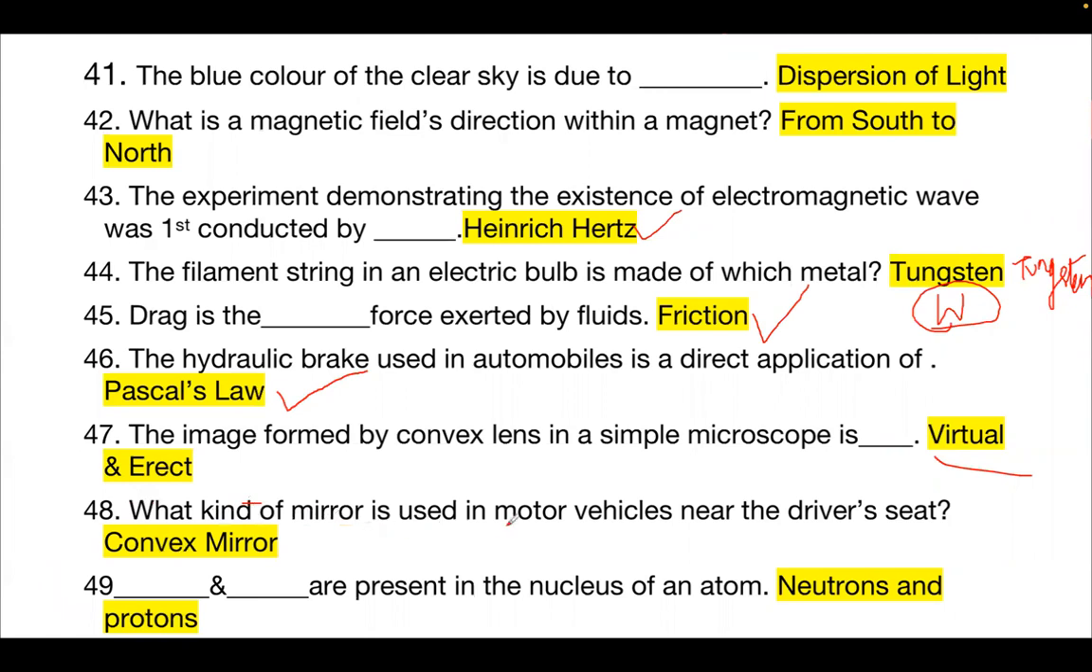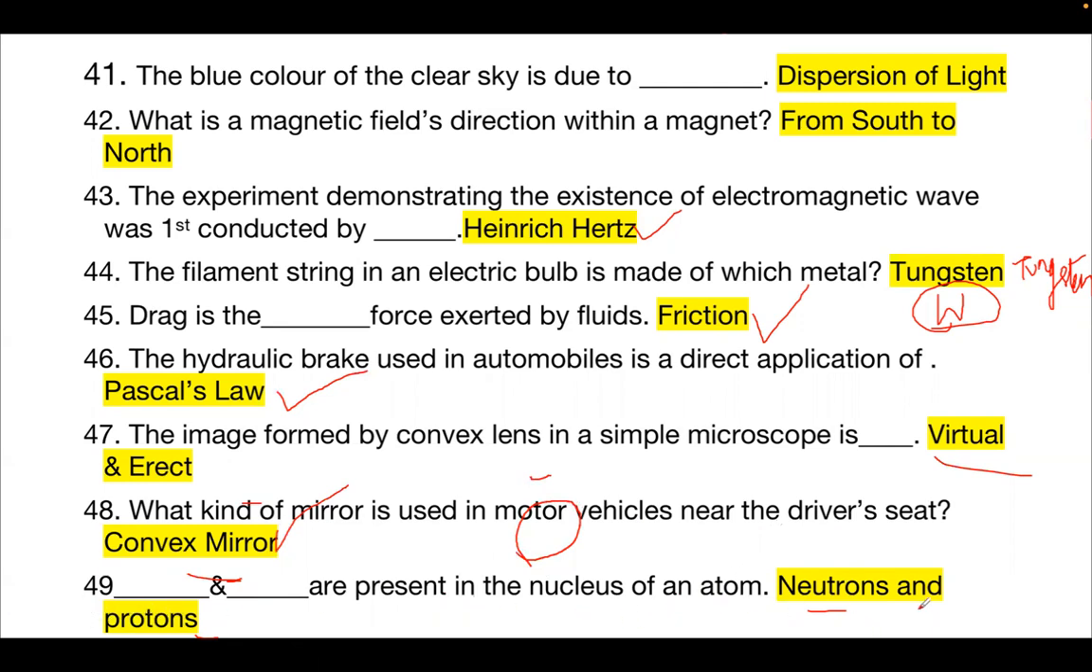What kind of mirror is used in motor vehicles near the driver's seat? So if we see in cars, automobiles, bikes, etc., we will be having mirrors. So in those mirrors, we will be using convex mirrors. Okay. Convex mirrors are those mirrors used in motor vehicles near the driver's seat. Okay. Dash and dash are present in the nucleus of an atom. So we will be having neutrons and protons. Okay.